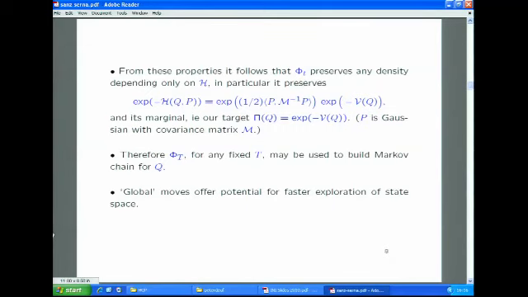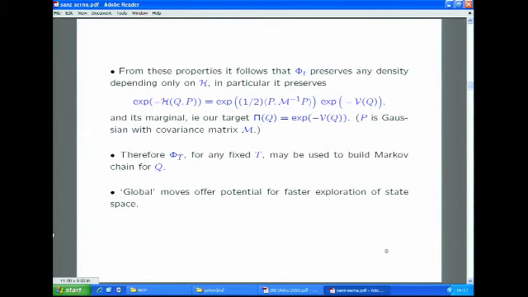In probability terms, the p and the q are independent random variables, and because I'm conserving the joint density, I conserve both marginal distributions. In particular, the flow is conserving the marginal on Q, which is my target density. So this is telling us that the flow used with any fixed, arbitrarily fixed value of T may be used to build a Markov chain for Q.